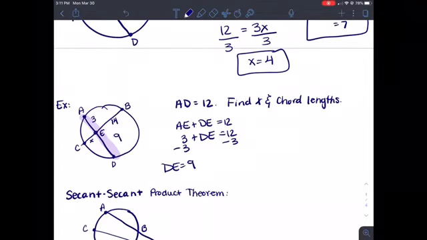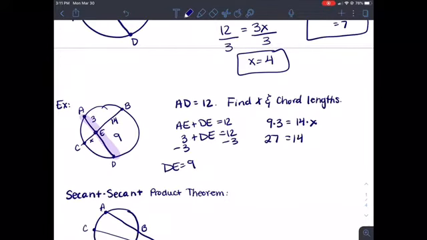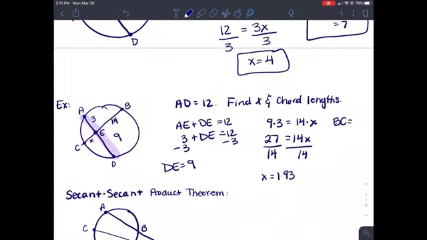Now I can set up my equation to find x. I'm going to do 9 times 3 equals 14 times x. That's 27 equals 14x, divide by 14, and we get x is equal to 1.93. To find the length of BC, I plug in 14 plus 1.93, which gives me a value of 15.93, and AD equals 12, since they already told us that at the beginning.